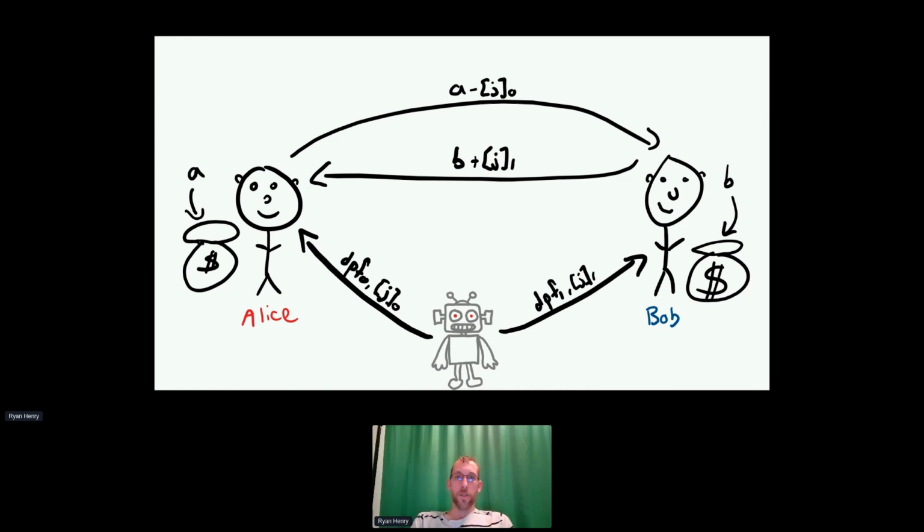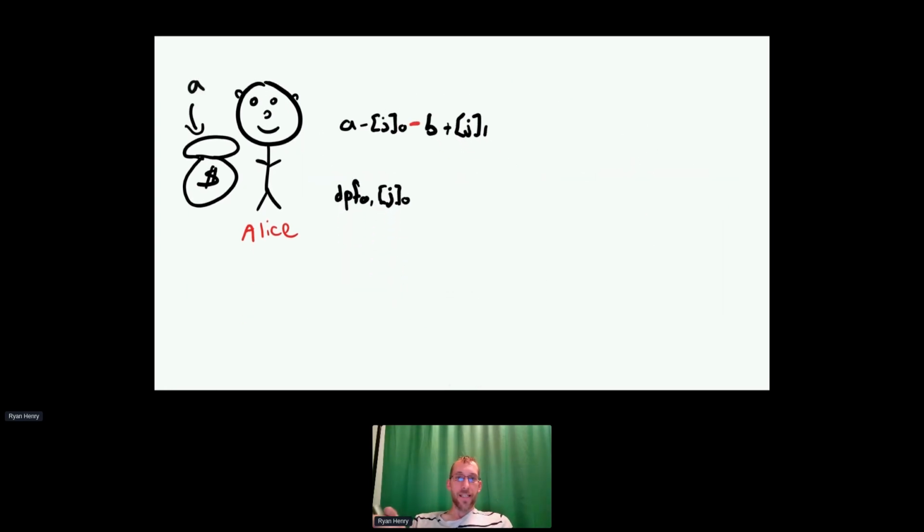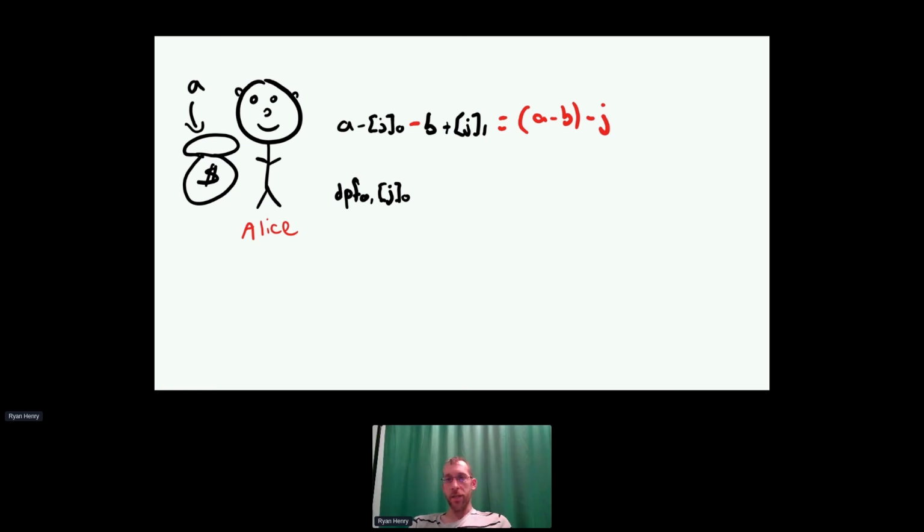So the goal is to figure out which one is richer. This is how that particular computation looks here. They send their own net worth perturbed by these shares of J. So this ends up giving you A minus B minus J. The minus J still perfectly hides the difference A minus B.